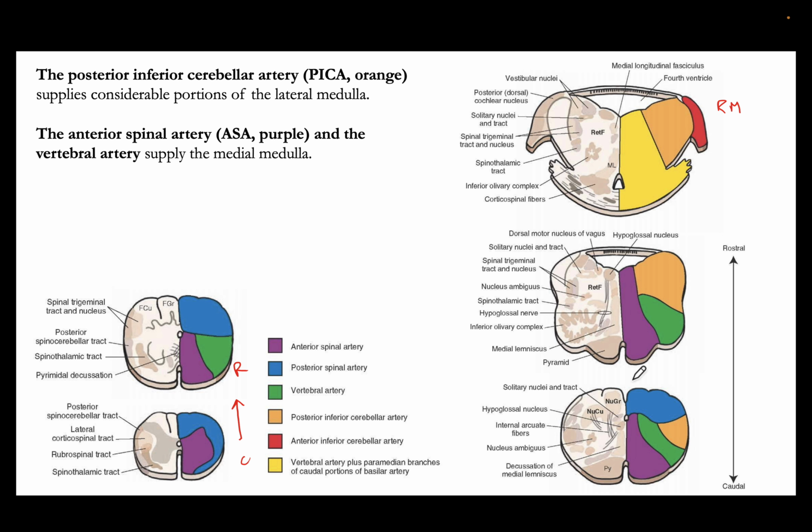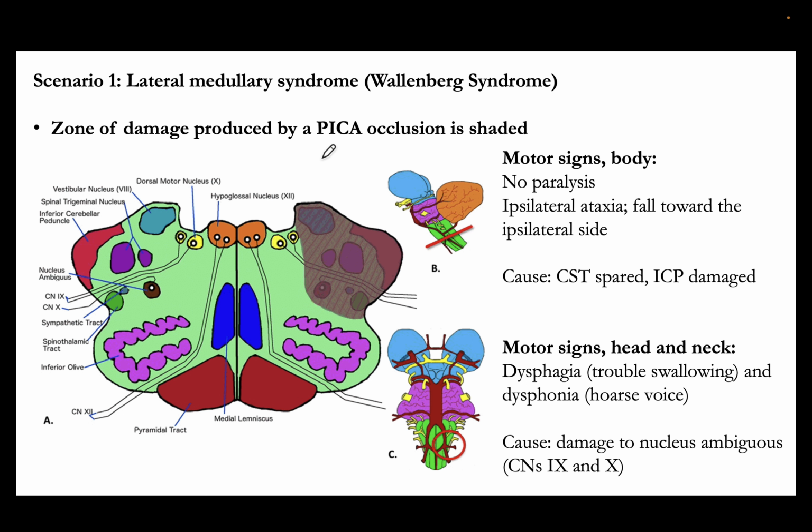And then if we move all the way up, we can see a couple of trends. The PICA, which is orange in this schematic, supplies quite a bit of the lateral medulla, while the anterior spinal artery and the vertebral artery supply the medial medulla. So in this case of lateral medullary syndrome, here is an example of a section where the zone of damage produced by a PICA occlusion is shaded. And these schematics are nice because you can see the relevant structures that are affected.